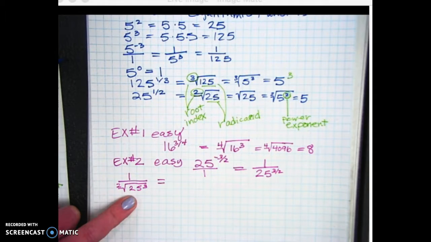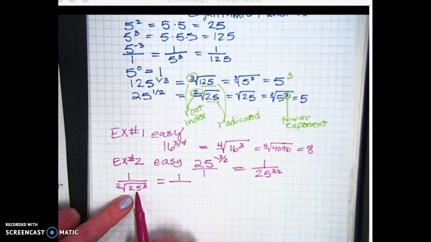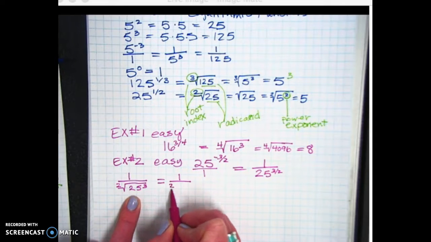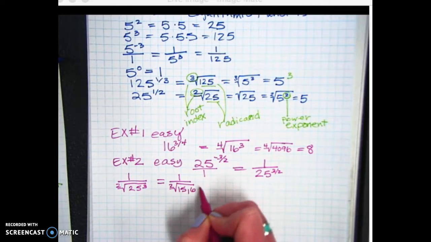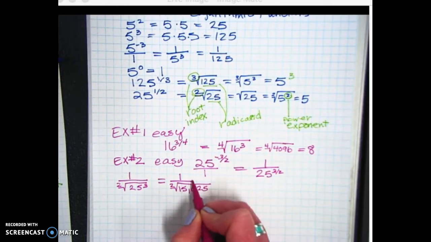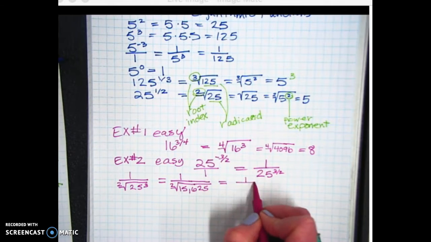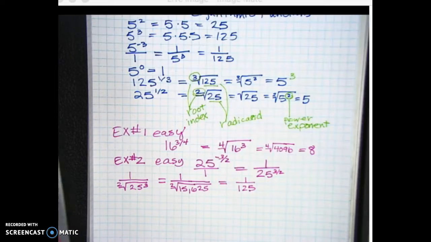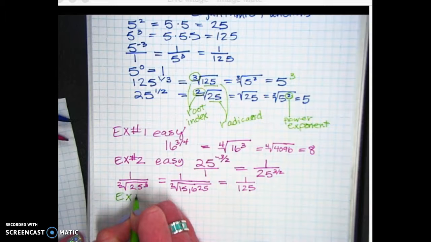All right, now we got some more calculator work. So in the denominator, under this radical, you're going to go 25 to the third power. What did I get? I got 15,625. Then I took the square root of it, and it came out as 1 over 125. Okay, not too bad. All right, example number 3.